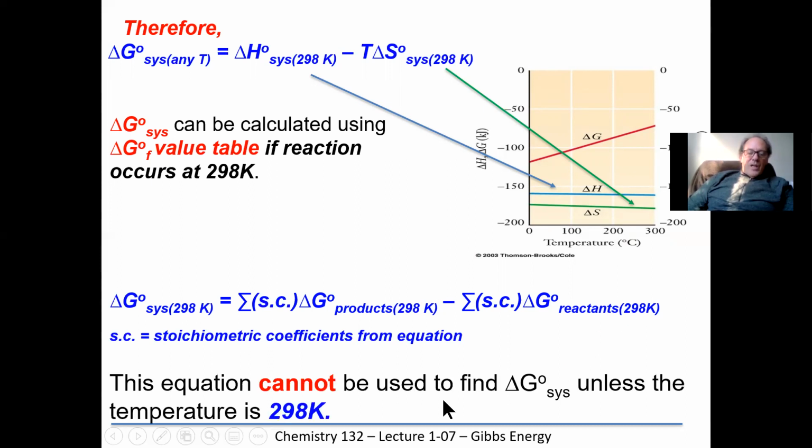So again, to emphasize, the equation cannot be used to find delta G system values unless the temperature is at 298 K. That's because delta G, as you can see, is temperature dependent. Delta H and delta S are not.